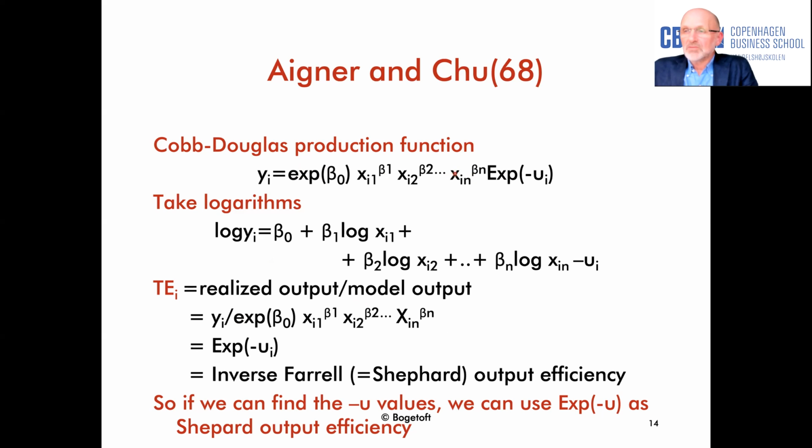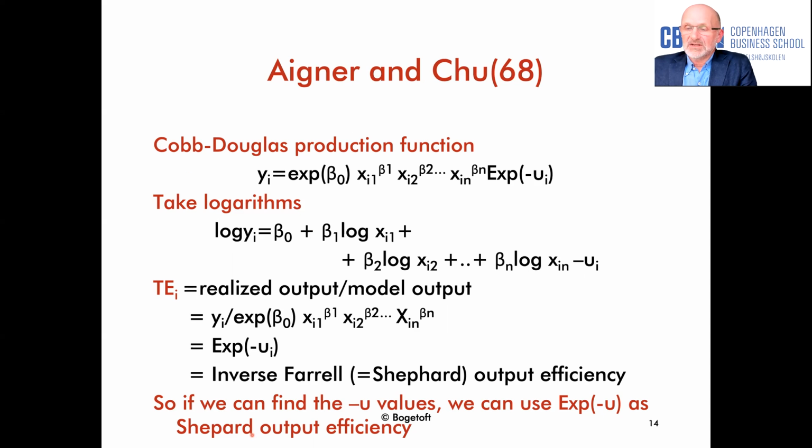So that's the model output when you assume that people are fully efficient. And that's like the frontier, right? So assuming that u is 0, so this is 1, then you basically just have this term here. So if you take this one and divide by this one, what you have left is really the exponential of minus u. So that is an estimate of the realized output divided by the model output. Therefore, when we want to estimate Shepard output efficiency, we just need to determine that factor here. Okay, so if we can find that value, we can use this one as the Shepard output efficiency.